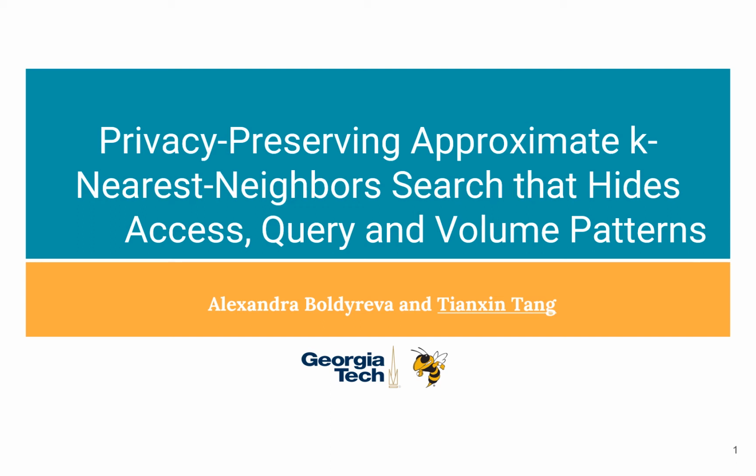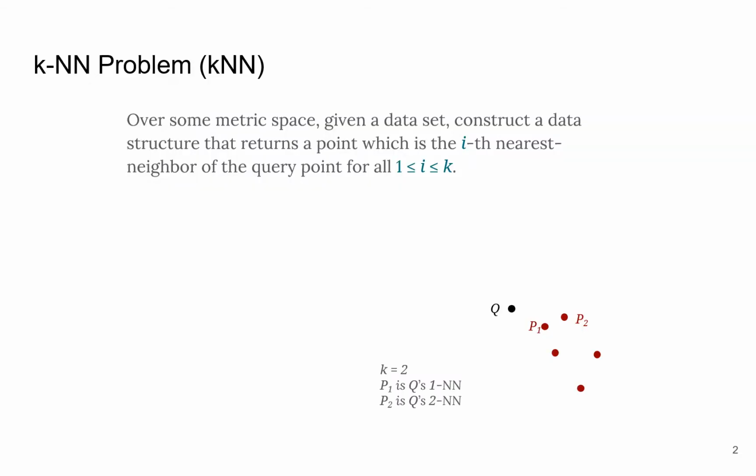I'm going to present a joint work with my advisor, Boldyreva, on privacy-preserving approximate k-nearest neighbor search that hides access, query, and volume patterns. So let's get started by looking at the kNN problem. Over some metric space, given a dataset, construct a data structure that returns a point which is the ith nearest neighbor of the query point for all i from 1 to k.